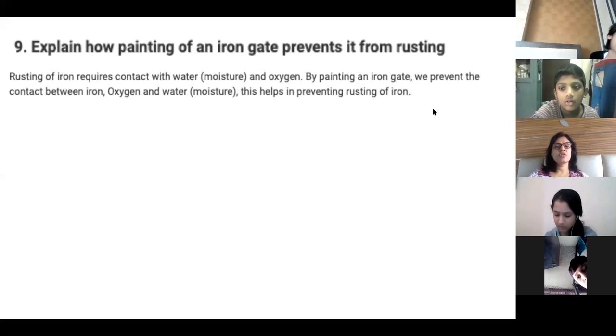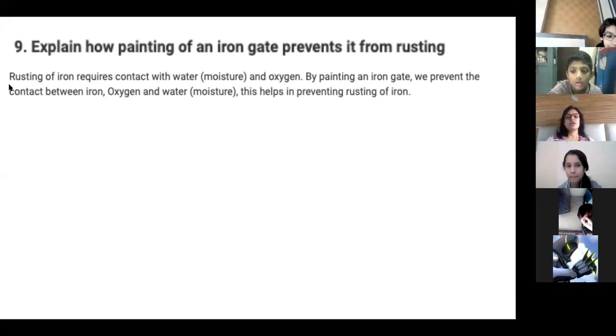Explain how painting of an iron gate prevents it from rusting. There was a question like why cutting wood into pieces is a physical change. If this comes, you can write that painting prevents rusting because the iron does not come in contact with oxygen and moisture, so that is why painting prevents rusting of an iron gate.